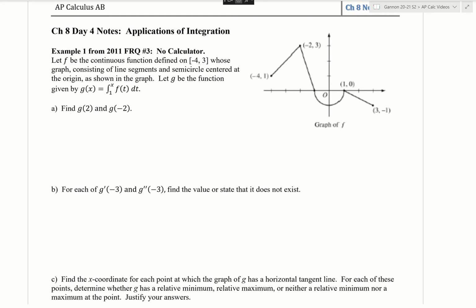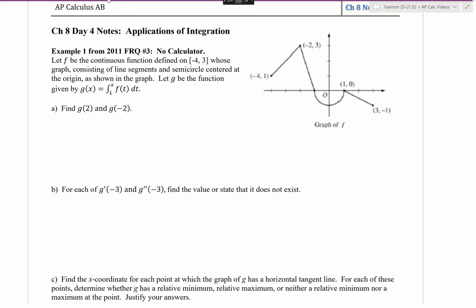All right, if we get started, we want to read the question carefully. So let f be the continuous function defined on the closed interval -4 to 3, whose graph consists of line segments and semicircles, and the semicircle centered at the origin as shown in the graph. Let g be the function given by g of x is the integral from 1 to x of f of t dt.